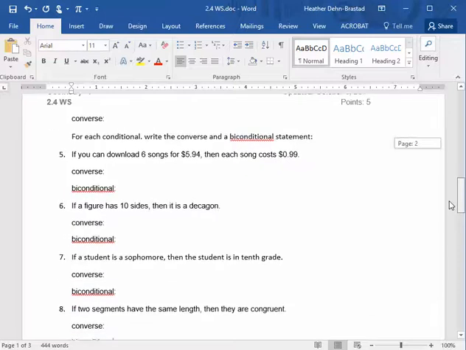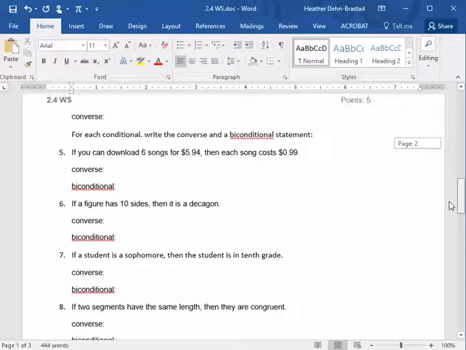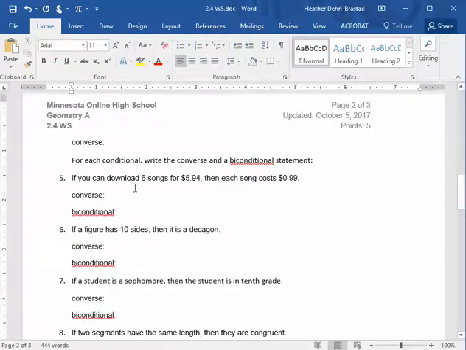Let's look at, we'll just do another one. Let's look at number 5. We'll just practice. This is going the other way. They're giving us a conditional statement, and we have to write the converse and the biconditional. So this is good practice.